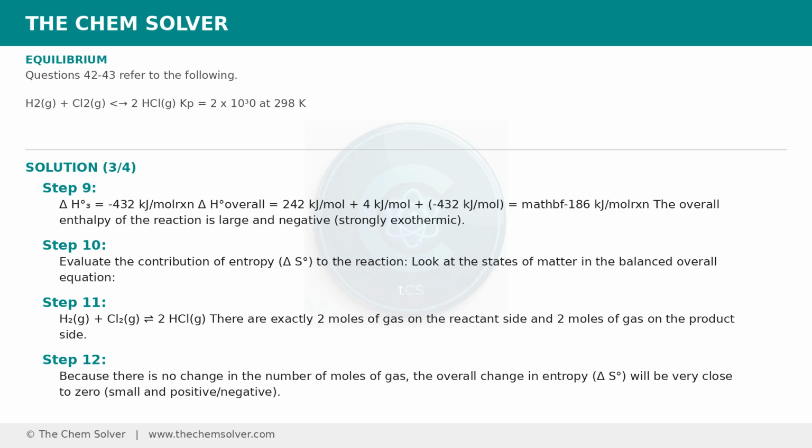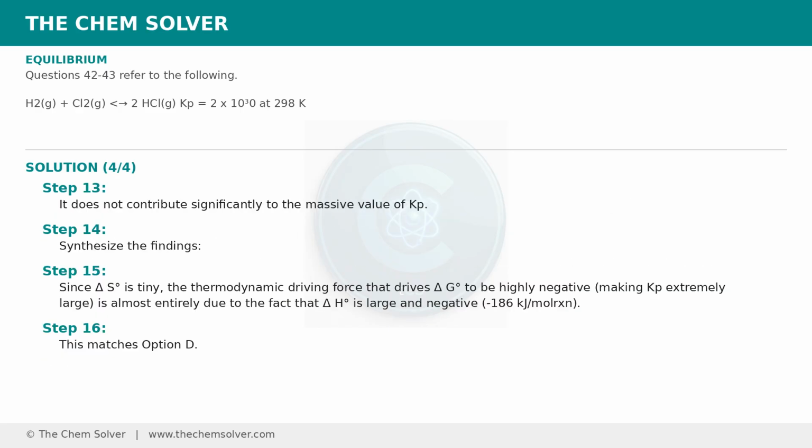Evaluate the contribution of entropy, delta S degrees, to the reaction. Look at the states of matter in the balanced overall equation. H2 plus Cl2 is in equilibrium with 2HCl. There are exactly 2 moles of gas on the reactant side and 2 moles of gas on the product side. Because there is no change in the number of moles of gas, the overall change in entropy, delta S degrees, will be very close to 0, small and positive or negative. It does not contribute significantly to the massive value of Kp.